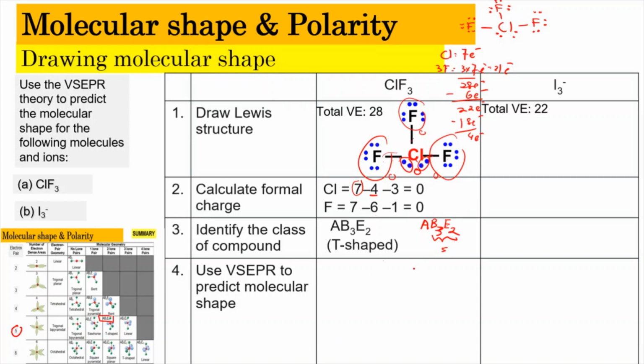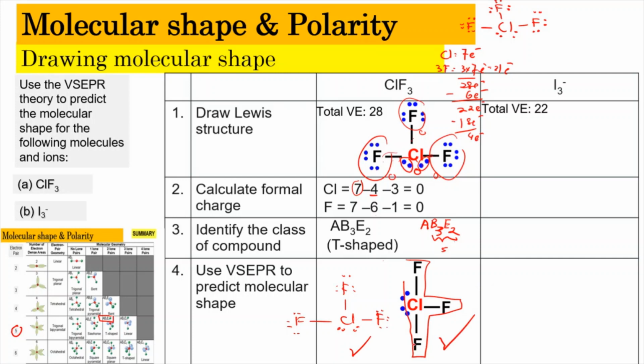Hence, we're going to draw it in terms of T-shape, which is something like this. It looks like a T shape. Or, if you want to maintain the structure here, it is also acceptable because it's still looking like a T-shape. Okay, so coincidentally the structure that you have drawn earlier is the same as the VSEPR theory. So this one is acceptable and this one is also acceptable.